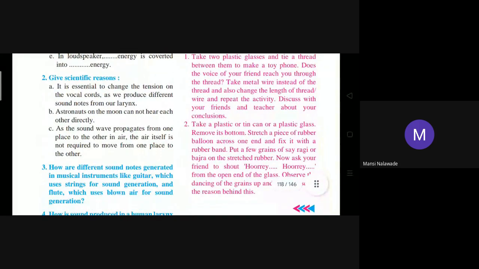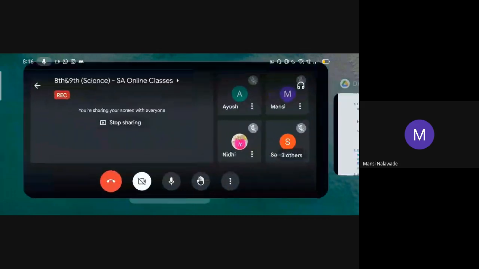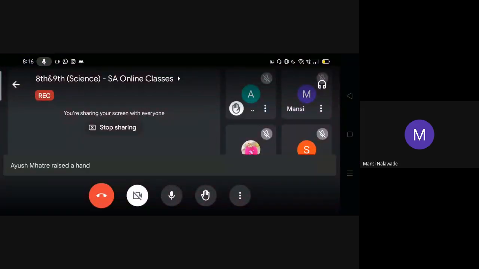It is essential to change the tension on the vocal cords as we produce different sound notes from our larynx. Ayush?